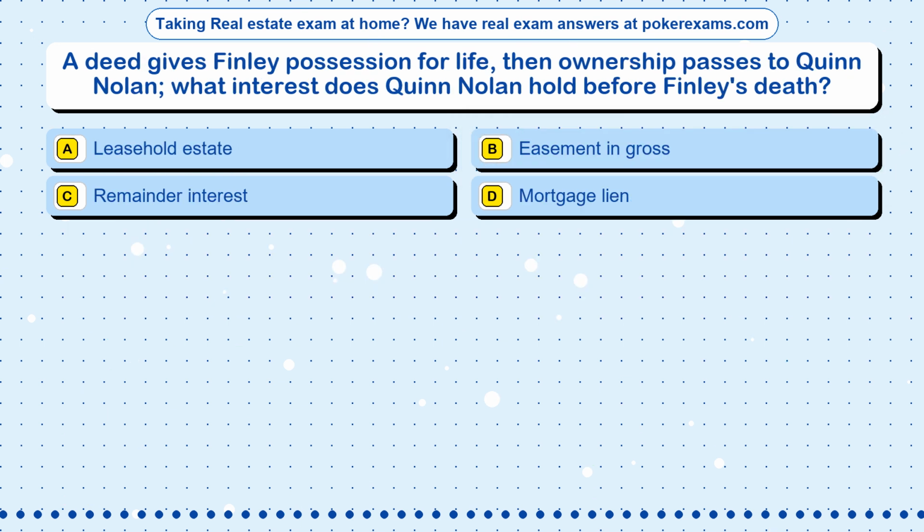Question 7. A deed gives Finley possession for life, then ownership passes to Quinn Nolan. What interest does Quinn Nolan hold before Finley's death? Option A, leasehold estate. Option B, easement in gross. Option C, remainder interest. Option D, mortgage lien.